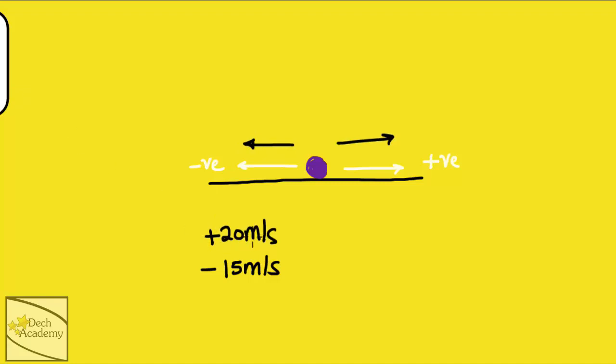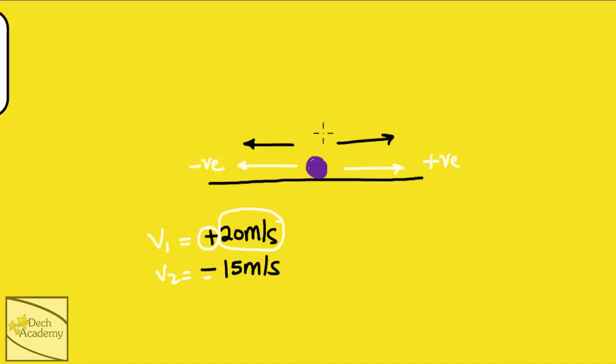So plus 20 meters per second, as written here, represents a speed. This is the speed component, 20 meters per second, and this positive sign tells you the direction. So in combination, plus 20 meters per second is a velocity. This is also a velocity, a speed in a specified direction. Negative tells you we're moving to the left.